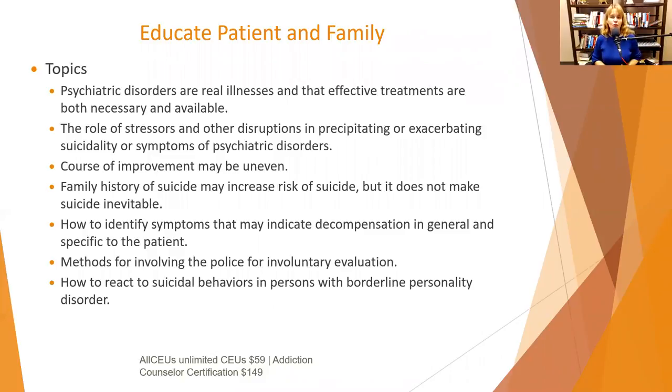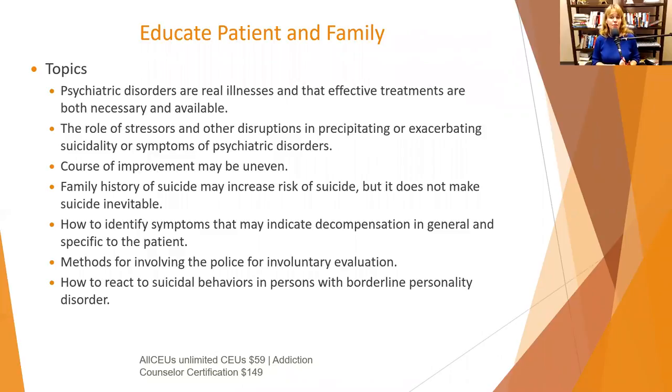The role of stressors and other disruptions in precipitating and exacerbating suicidality or other symptoms. So, how can we minimize stressors? And let's educate about what stress does and how it increases anxiety and the HPA axis and impedes sleep and all that stuff. The course of improvement is probably going to be uneven. There's going to be jumps and then plateaus and maybe even a little backsliding, but that's okay. We kind of expect that, and that helps us learn more effectively what the person needs in order to avoid this in the future. Family history of suicide may increase suicide risk, but it doesn't make suicide inevitable. So it's not a hopeless situation.